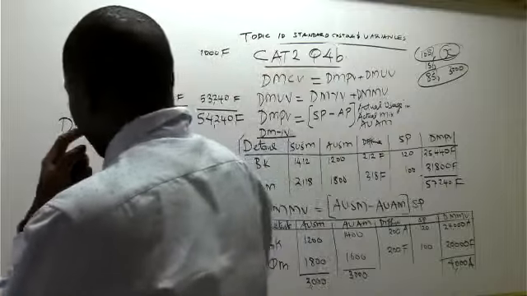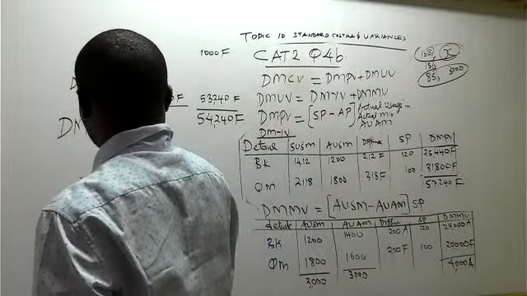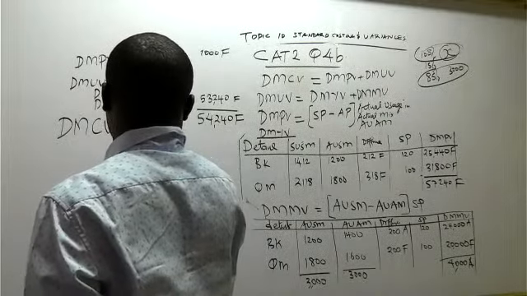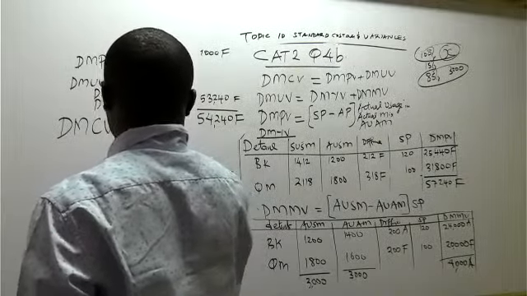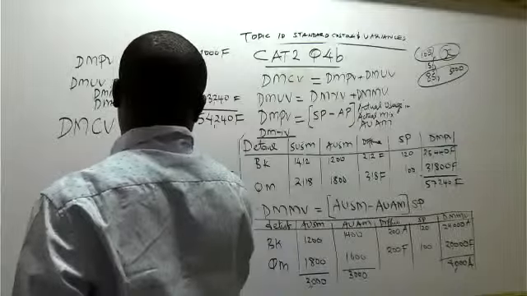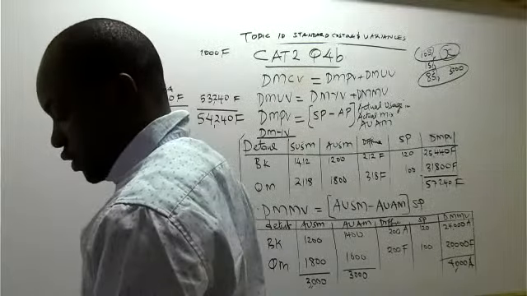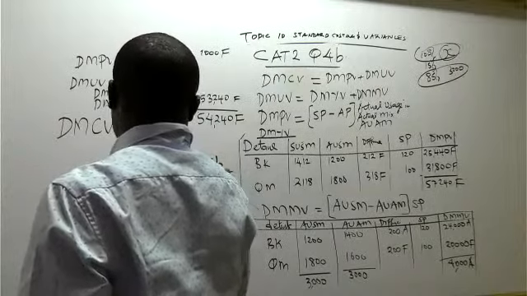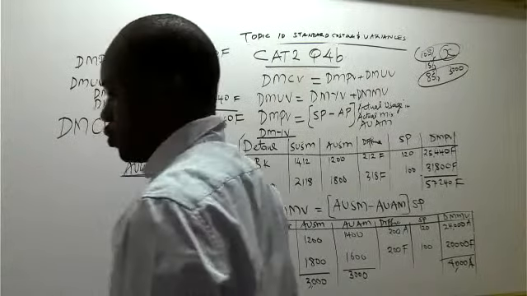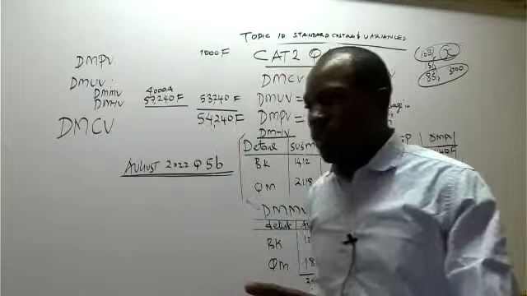Topic number 10 is compulsory. So you have to do August for me to make you understand this thing as early as today. You have to do August 2022, question number 5B.